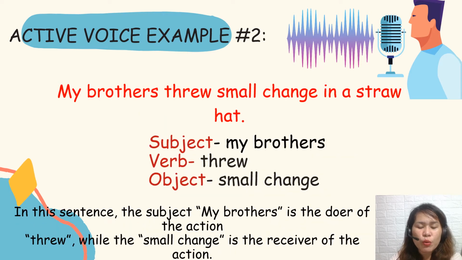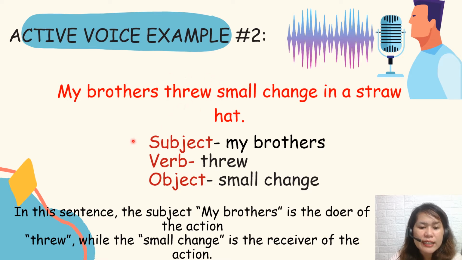Let's have another one. In this one, our sentence is, my brothers threw small change in a straw hat. So, ang subject natin dito ay yung brothers kasi sila yung gumawa ng verb or ng past participle na nandito sa sentence natin na threw. At sino po ba yung receiver ng action na threw? Di ba po yung small change? Ayan yung nag-receive ng ating past participle or action word na threw.